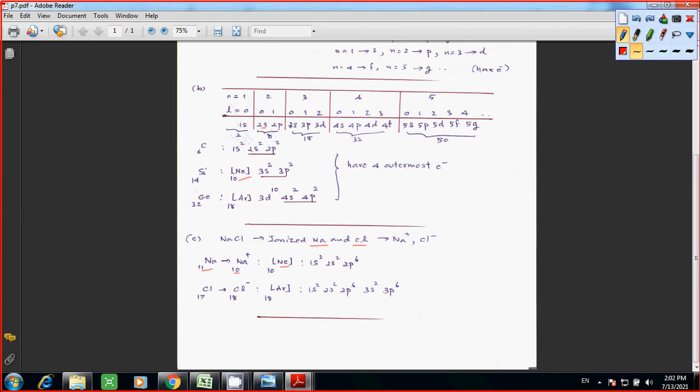1s2, 2s2, and 2p6, right? This is the configuration. And for Cl negative, that means you have 1 extra electron. So you put argon here, 18, the same, right? And then you can go from 1s2, you need 18, right? This is 10, so you need another 8. So you end up with only 3s2 and 3p6. This is the configuration for Cl negative.